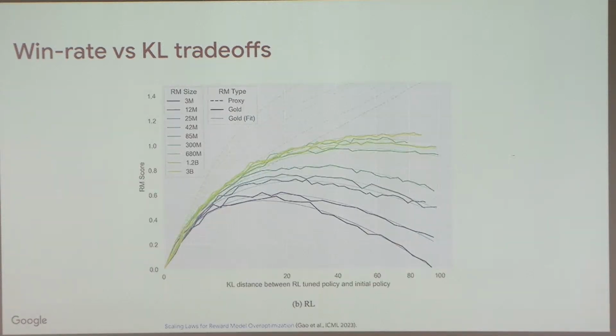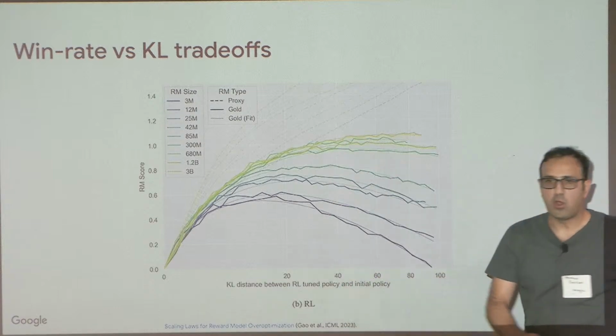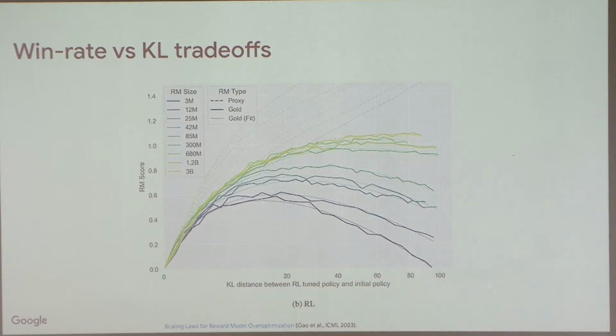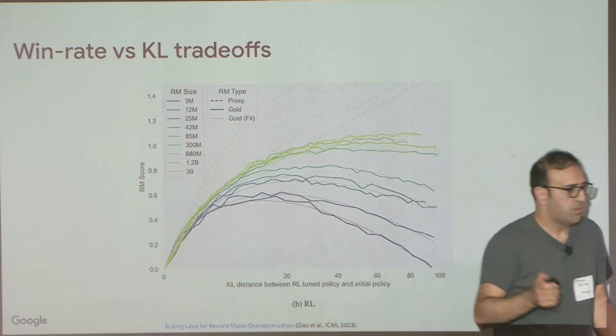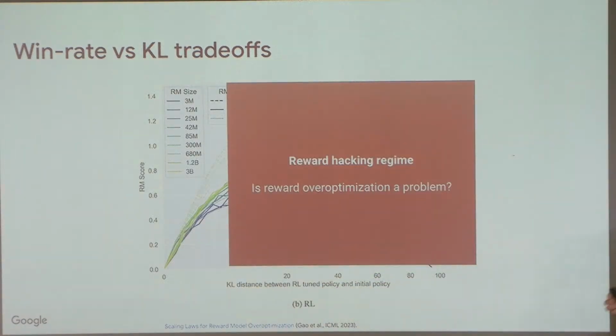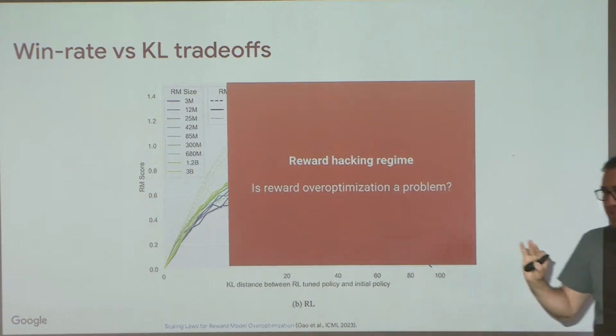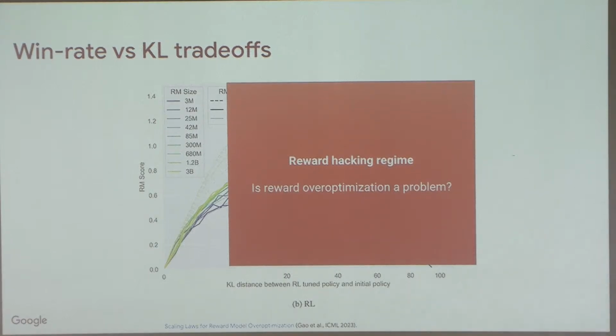Okay, now I just want to connect with this plot we already saw twice in two different talks. This is from the scaling laws of reward model optimization paper. One thing to keep in mind is that we're not really interested in those high KL values. That's actually the reward hacking regime. So one question that I don't know the answer to is, is reward over-optimization really a problem? I empirically think that it's not, but I think that's a good question to think about.